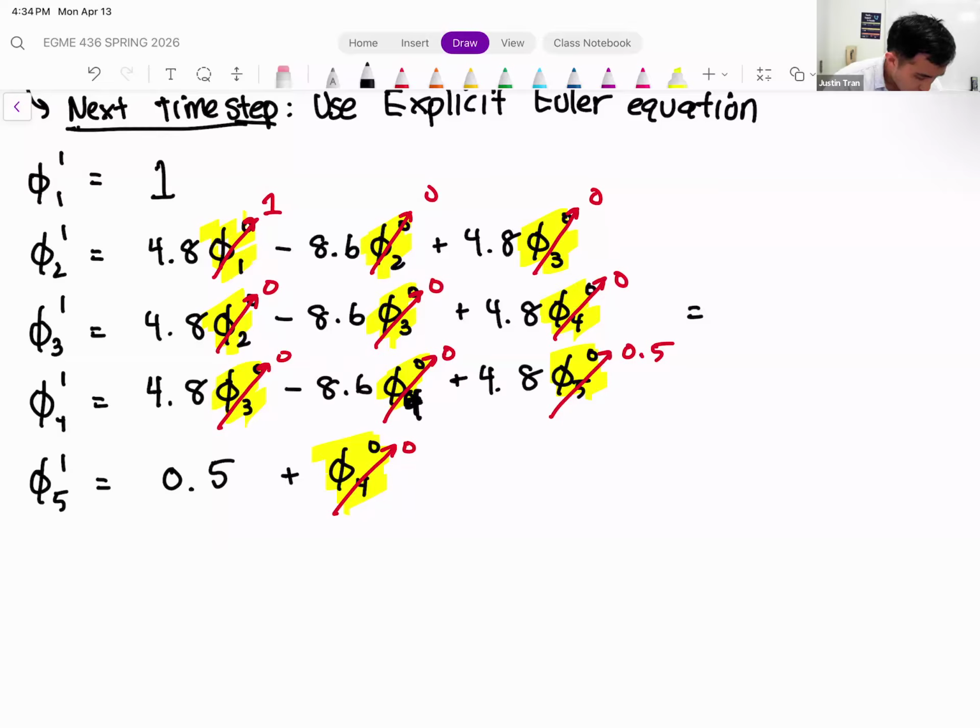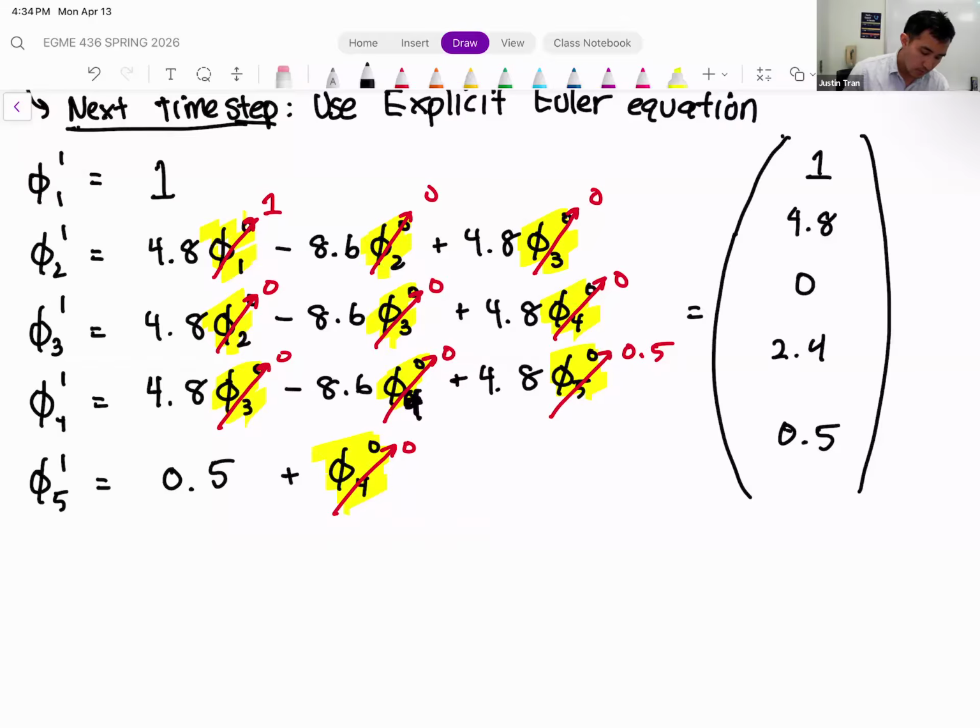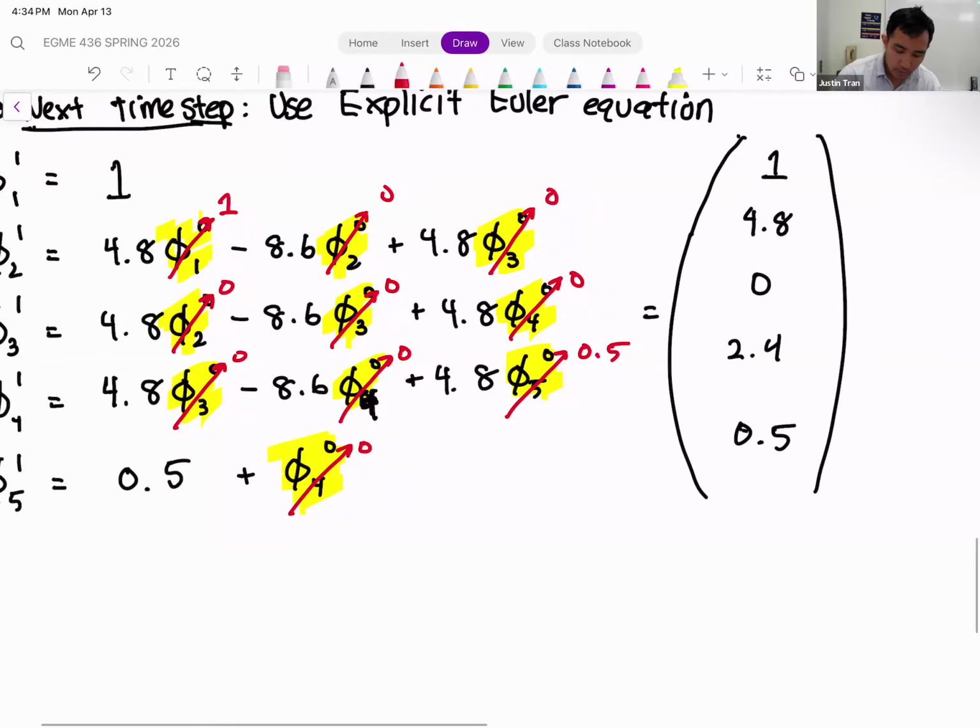Okay, so we plug all those in, we work through the arithmetic, we get, for phi1, always going to be 1 because of the boundary condition. Phi2 at time step 1 is going to be 4.8. Phi3 at time step 1, 0, because everything is 0 in there. Phi4 at time step 1 is going to be half of 4.8, which is 2.4. And then lastly, phi5 is 0. So this right here is our result at the second time step.